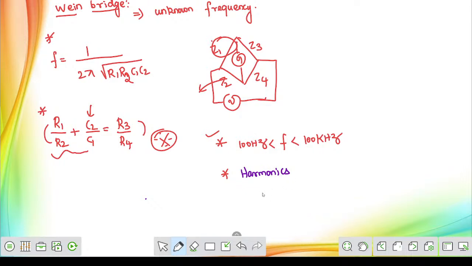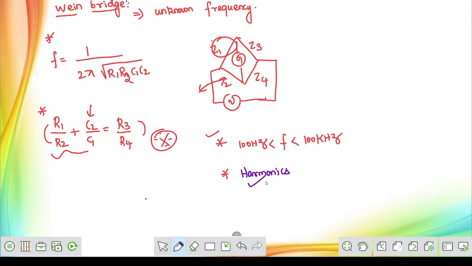Is it possible to measure the frequency of a signal which also contains harmonics? In that case, you will have to say no. Wien bridge is not used to measure a signal which is mixed up with harmonics. If a signal is mixed up with harmonics, then the bridge balanced condition may not be obtained. It is very difficult to achieve the balanced condition of the bridge. So balanced condition will not be possible when the signal contains harmonics.